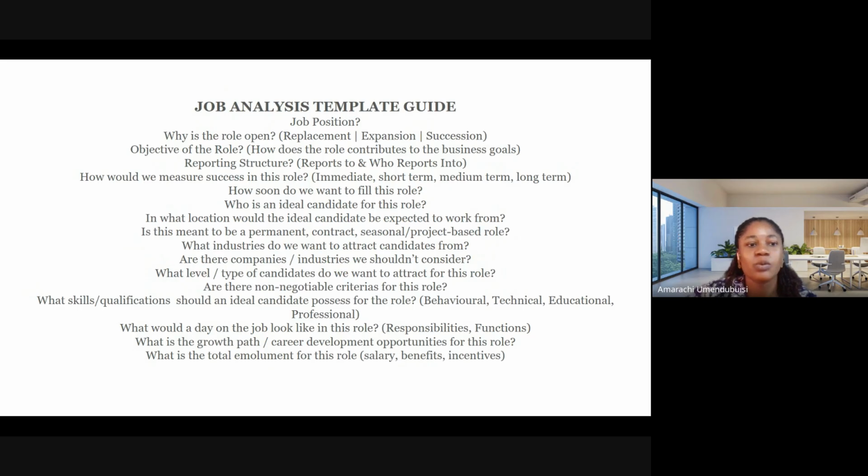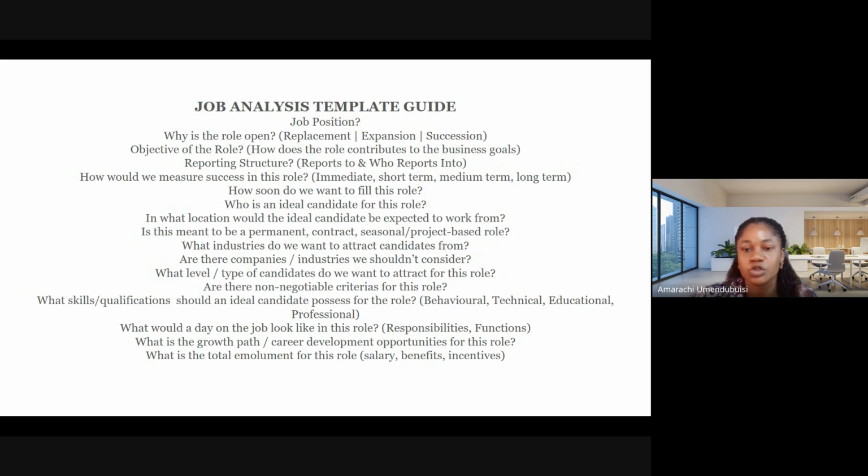So we have how would we measure success in this role? Now, when you ask this question, don't just leave it at that. Start from what are the immediate metrics we want to measure success on. When this person joins us immediately within the first 1 to 3 months, how would we define success? So that's your immediate metric. You move it on to, okay, within the short term.